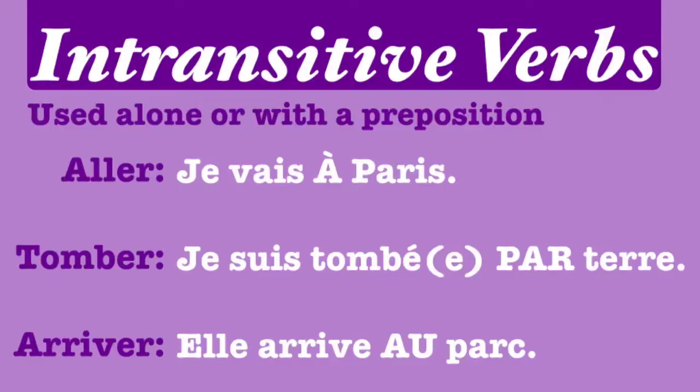Now finally, we have the example arriver, which means to arrive. Elle arrive au parc. Au is a preposition here. It comes from à, meaning to. In this case, it means to the park. So again, we're not going to say she arrives park, we're going to say she arrives to the park. And so a preposition is required, and arriver is therefore intransitive.